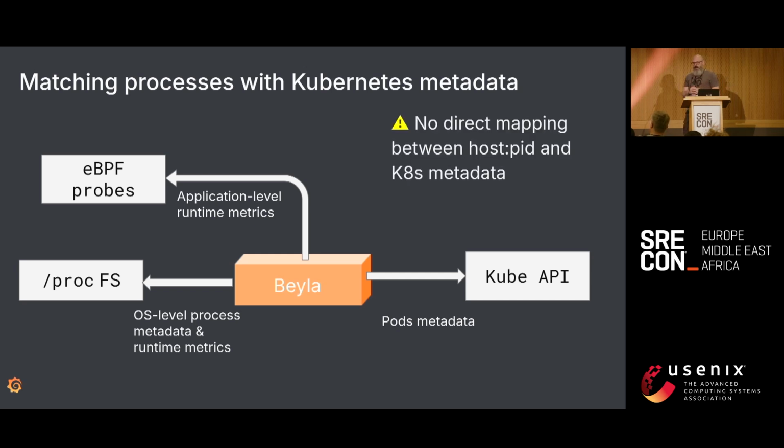The problem here is that we don't have a direct mapping between host PID and Kubernetes metadata. We don't have that magic implemented anywhere. So Beyla is going to, first of all, fetch from the /proc file system, for any instrumented process or pod, some metadata at OS level and also runtime metrics. The probe that is executed is able to fetch application level and runtime metrics. And from the Kubernetes API, we're going to have access to pod metadata or node metadata.